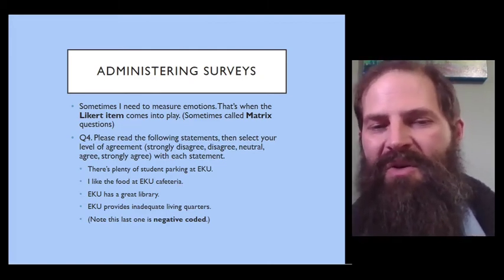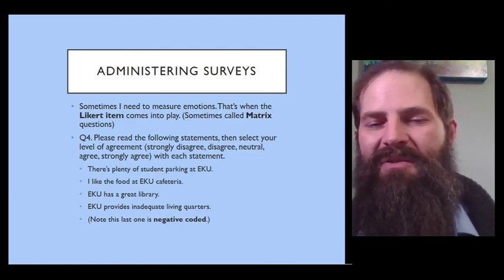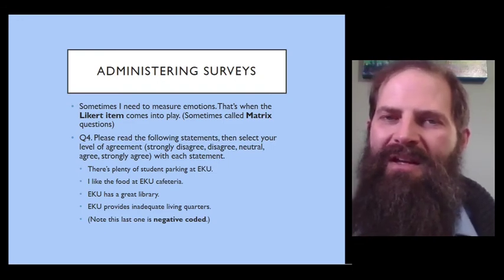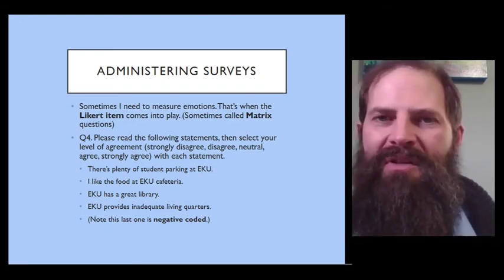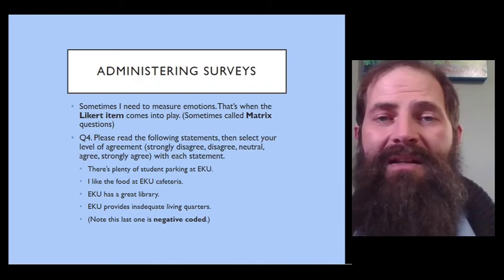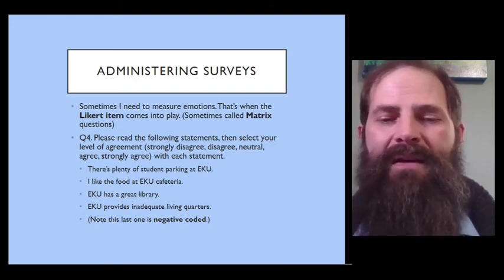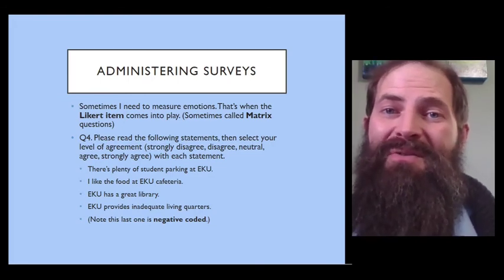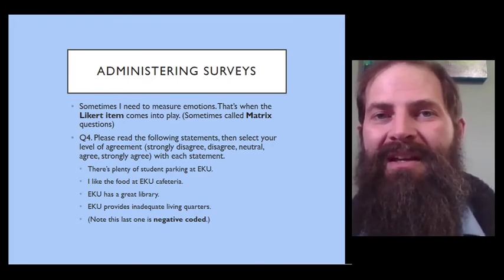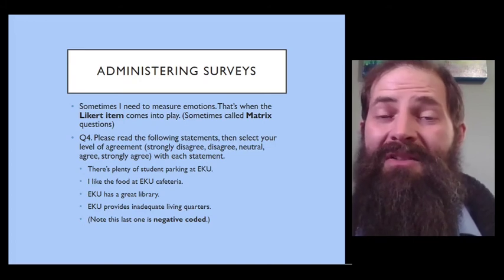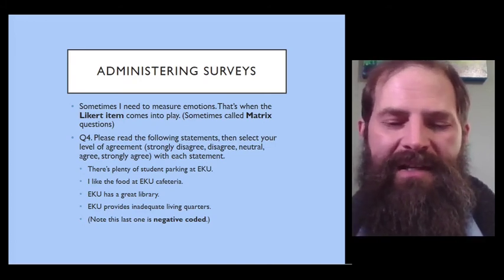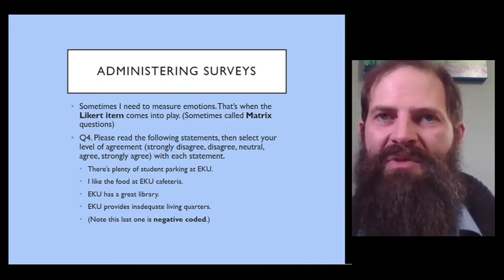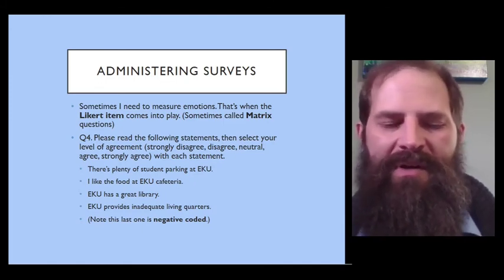So I could have my first question being, there's plenty of student parking at EKU. And then a later question could be like, there's no parking at EKU. And I could see if people caught that it was reverse coded, because if they don't, they probably weren't reading it, and I might throw out their survey. By the way, they do those in teaching evaluations too, if you haven't noticed those. They throw in a couple of reverse coded, and if you don't pay attention to that, sometimes they exclude your case or your responses. Negative coded is fun because it does that, but it also means that you can have some different responses to it and get people engaged with the responses to the survey.